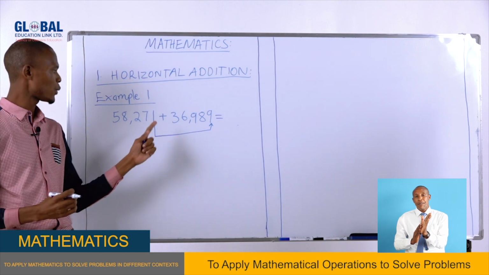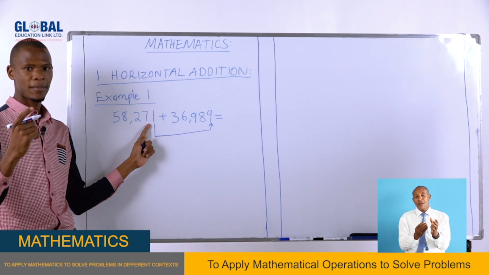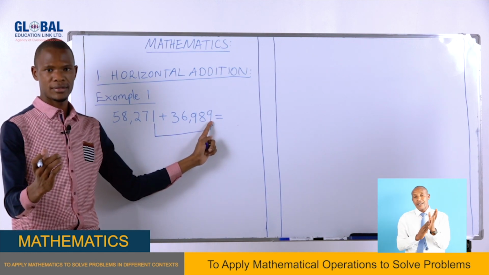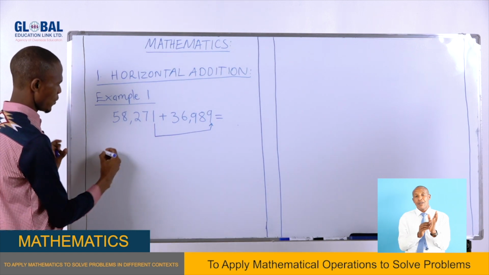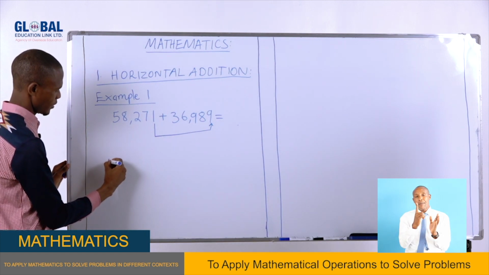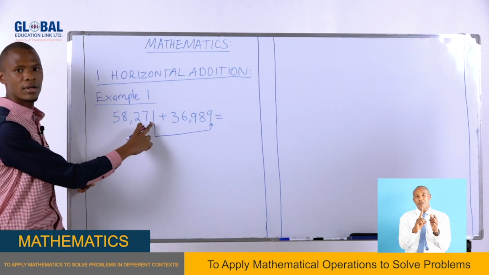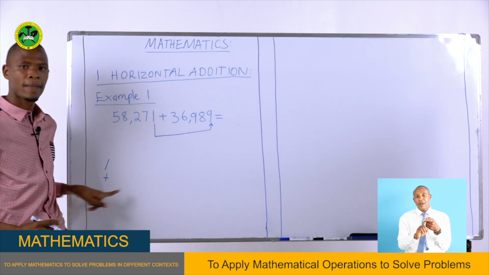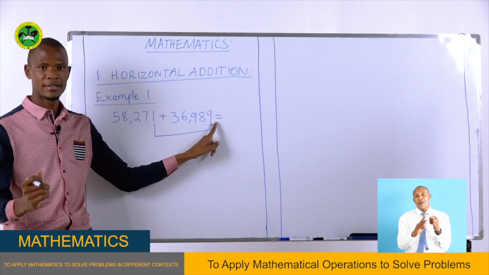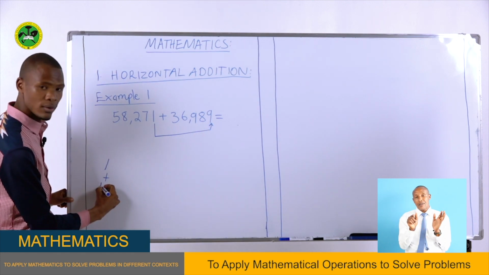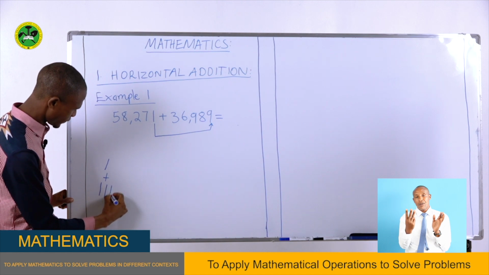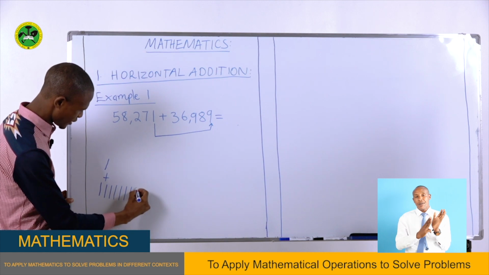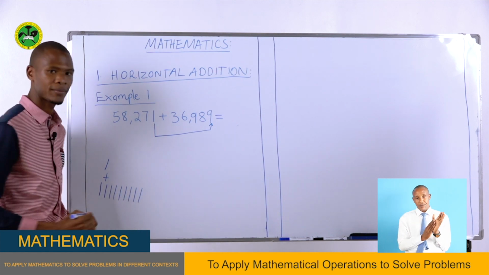Now, here we need to count 1 tally. We add with 9 tallies. So here we'll be having 1 to represent digit 1, and also we need to add 9 tallies. So we count 1, 2, 3, 4, 5, 6, 7, 8, 9.